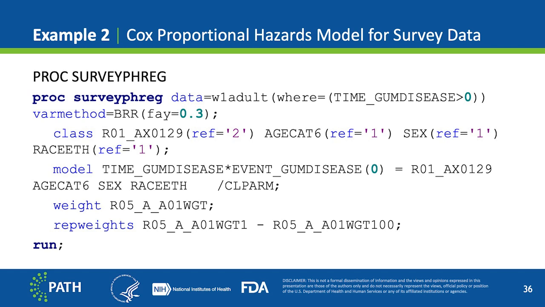The other specifications are very similar to what we used in the PROC SURVEYFREQ statement. In the model, we have the time and the censor event indicator. The CLPARM statement requests the confidence interval of the parameter estimates. The last 2 statements specify the weights and replicate weights that should be used for this weighted analysis.